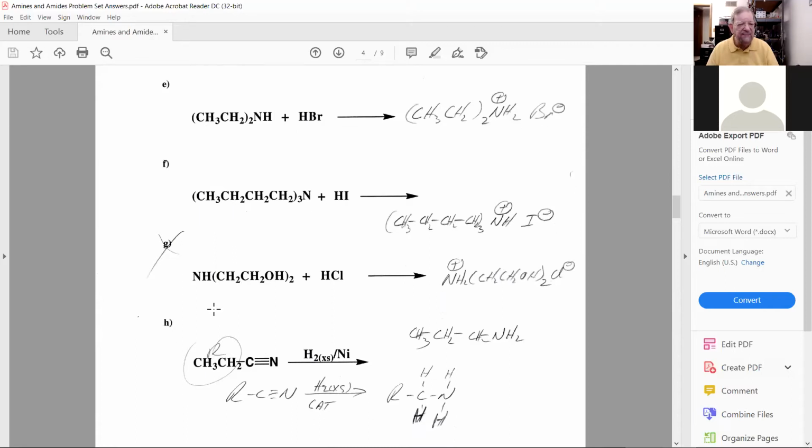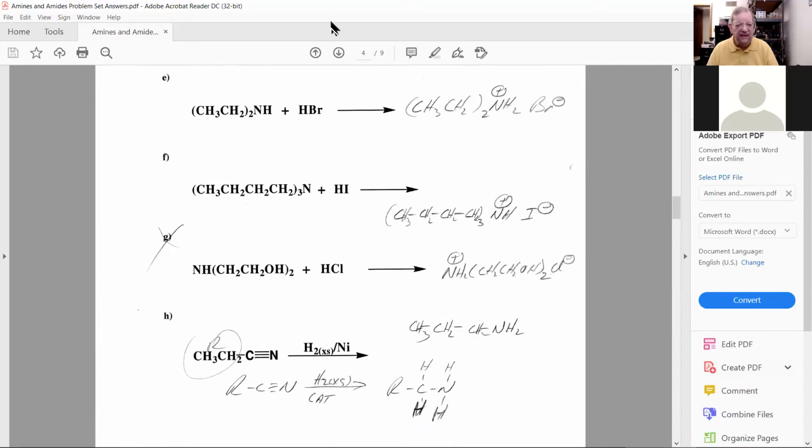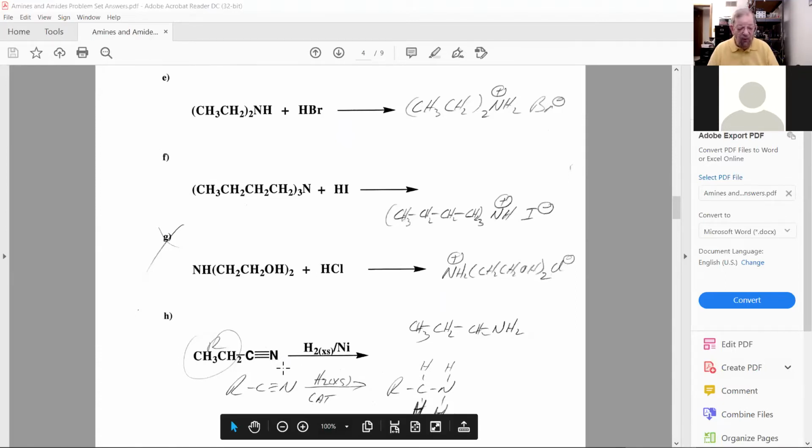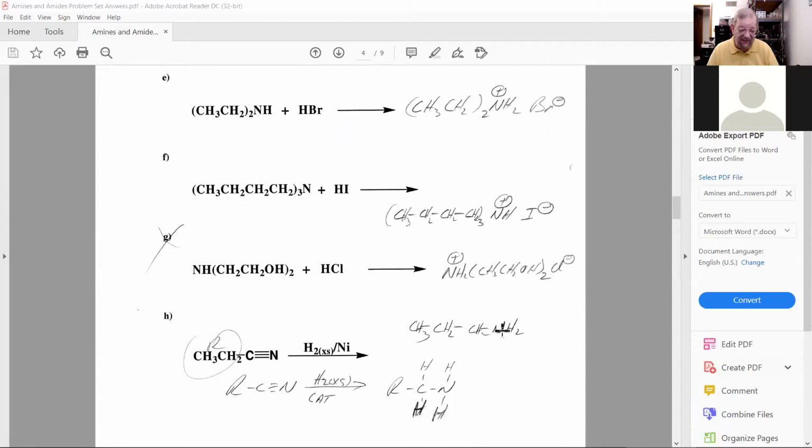Now, if we look at H, what do we have? A triple bond, carbon-nitrogen triple bond. And we're reacting with excess hydrogen and a nickel catalyst. What happens? The 2 pi bonds in the triple bond between carbon and nitrogen are broken, and each atom of the triple bond gets 2 hydrogens. Now, I didn't have them sticking up like I normally do. I got lazy.